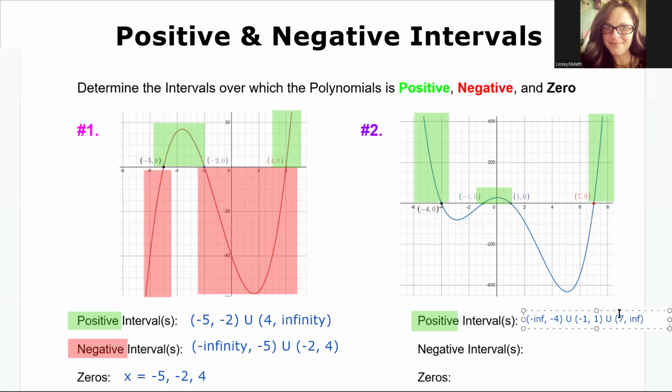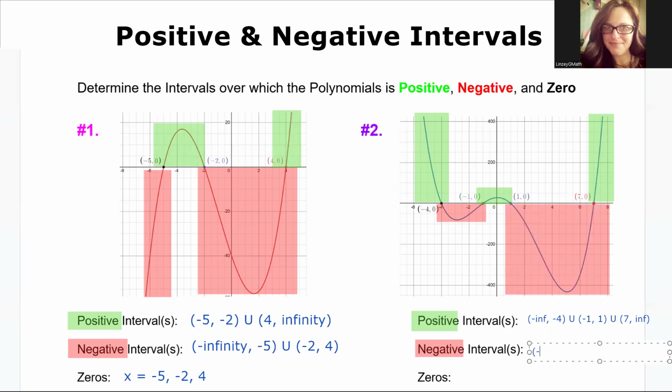These are all the intervals for which the graph will have positive y values. And the negative intervals, when the graph is below the x-axis, we have from -4 to -1, union, +1 to 7. The graph is below the x-axis. We will get negative y values. And then the zeros at exactly -4, -1, +1, and 7. The y values are exactly 0.